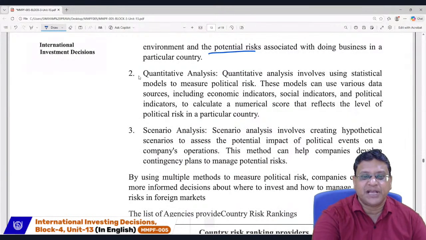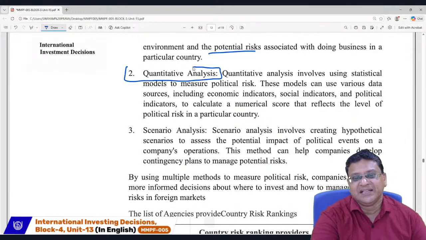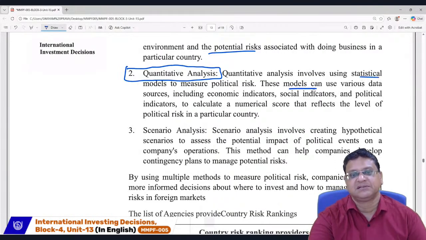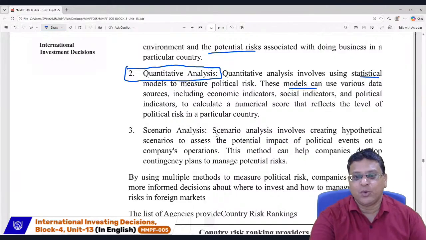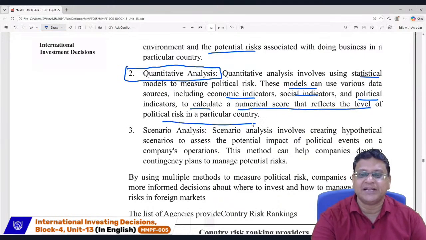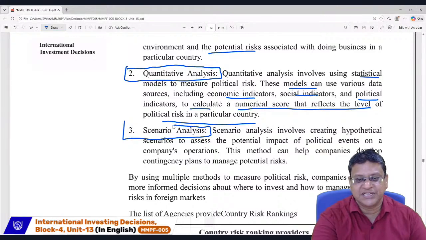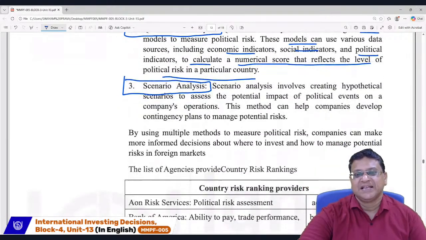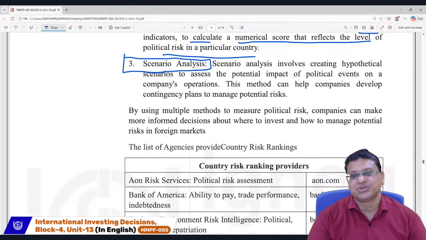Another method of analyzing political risk is quantitative analysis. In this case, you analyze different quantitative variables and use different statistical tools and models to analyze different economic indicators, social indicators, political indicators to calculate a numerical score which will reflect the political risk in a country. And the third one is scenario analysis. What is scenario analysis? This is also known as what-if analysis. In this case, you analyze different scenarios in which a country might behave.